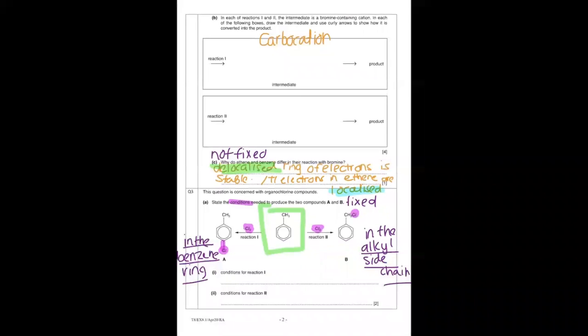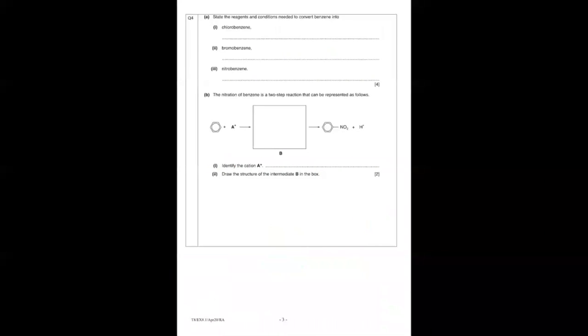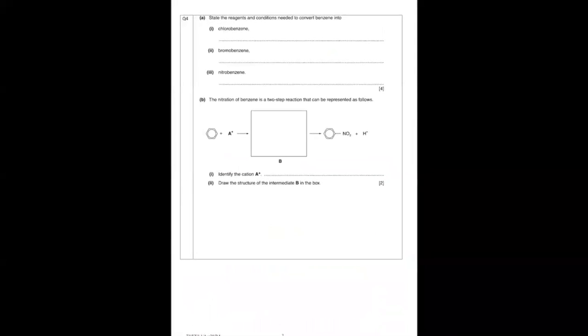Last one, question 4, even easier. You are to write down the reagents and the conditions needed to convert benzene into chlorobenzene. So this is your halogenation process where you start with benzene and then you form chlorobenzene. Use your notes, please. It's that easy. The second one is bromobenzene, bromination. It falls under halogenation as well.